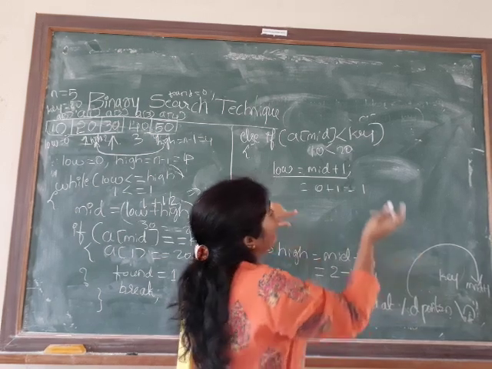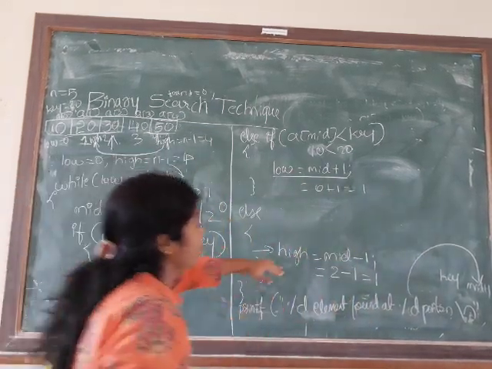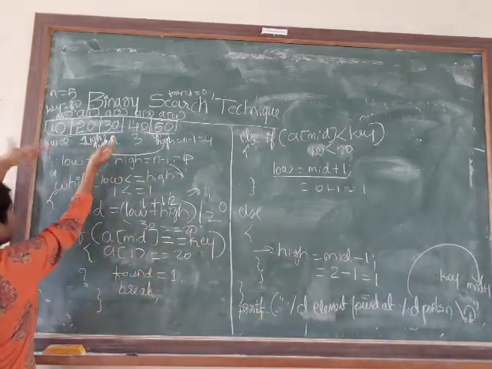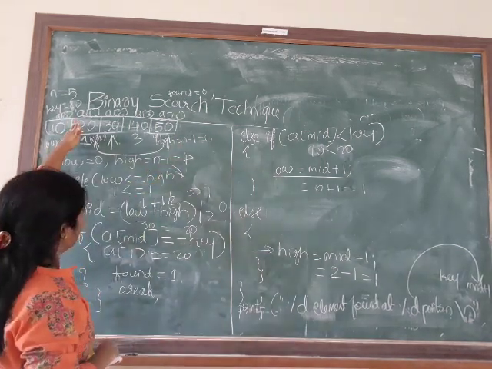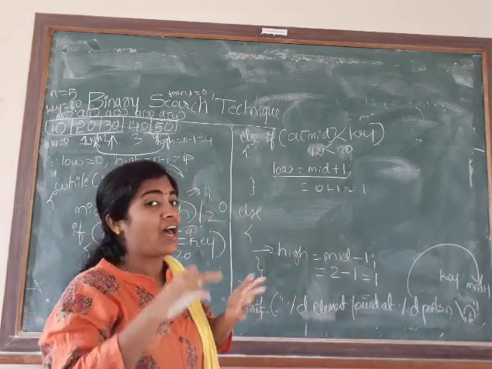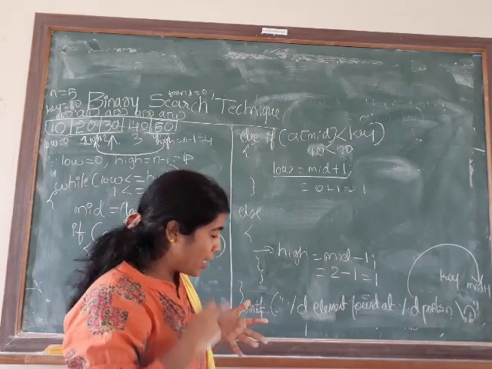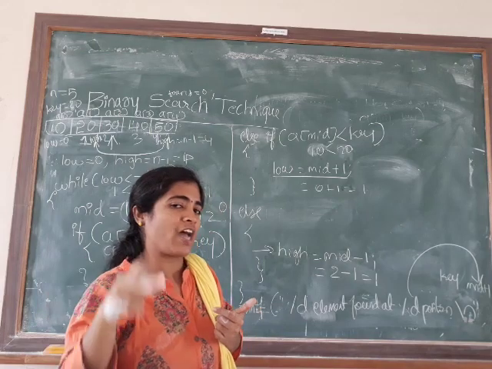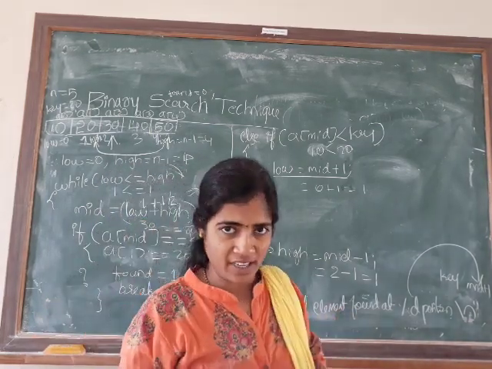Or if your key is less than the mid, in the sense your key is present in the first half of the array list. In the sense you move your high to the first half of the list, that is by doing high is equal to mid minus 1. That is the second. And the third important point is, while printing the element found, you need to take mid plus 1, because the array index I am starting from 0. This is all about the key search.